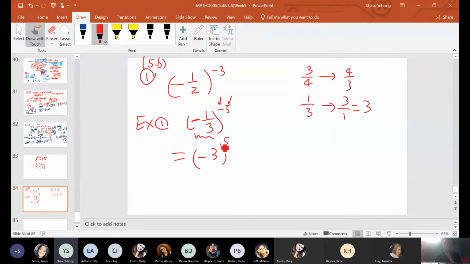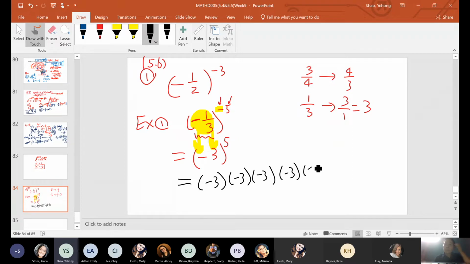Okay. So what I just did was, this minus sign, this operation tells me I have to flip whatever is in the parentheses. So this is what I just flipped. The minus sign stays, as in my previous explanation. 1/3 after I flip, I get a 3. Okay. And next, we're going to do -3 to the 5. 5 copies of -3. -3, -3, -3, -3, and -3.